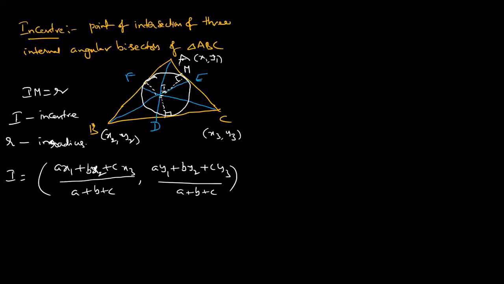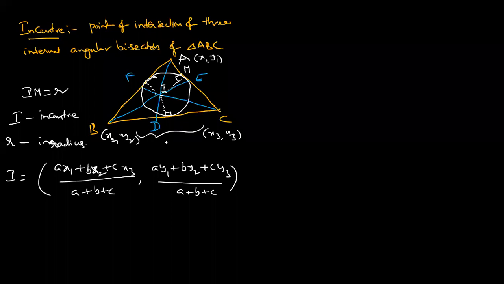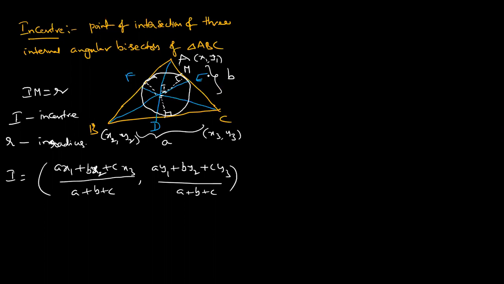The capital A is there; the side opposite to the capital A is called small a. This a represents the side which is opposite to the angle A. What is this? The side which is opposite to the angle B, and this is opposite to angle C. But how to find the side lengths? How to find the distance between these two points B and C?